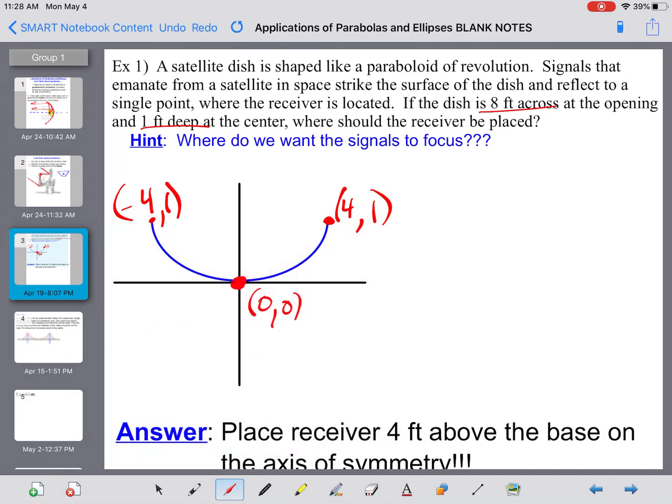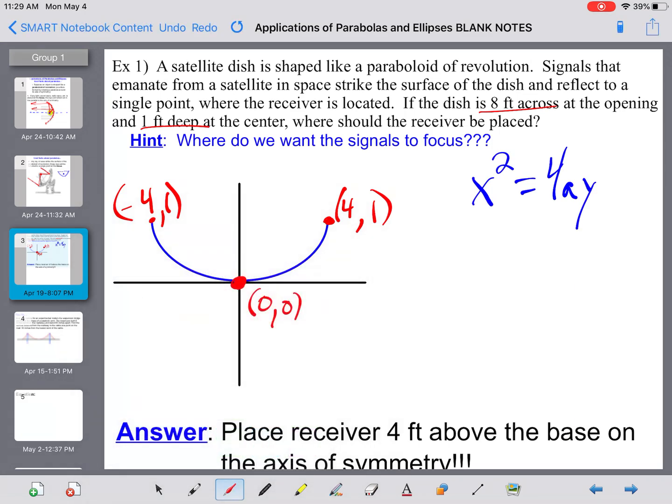But here's what we do know. Because of the way I drew this, and I drew this as a vertical parabola, you could have just as well drawn a horizontal parabola. But because I drew a vertical parabola with a vertex at 0, 0, I know this is the equation I'm dealing with. I'm going to do this in blue. I know I'm dealing with an x squared equals 4ay, right?